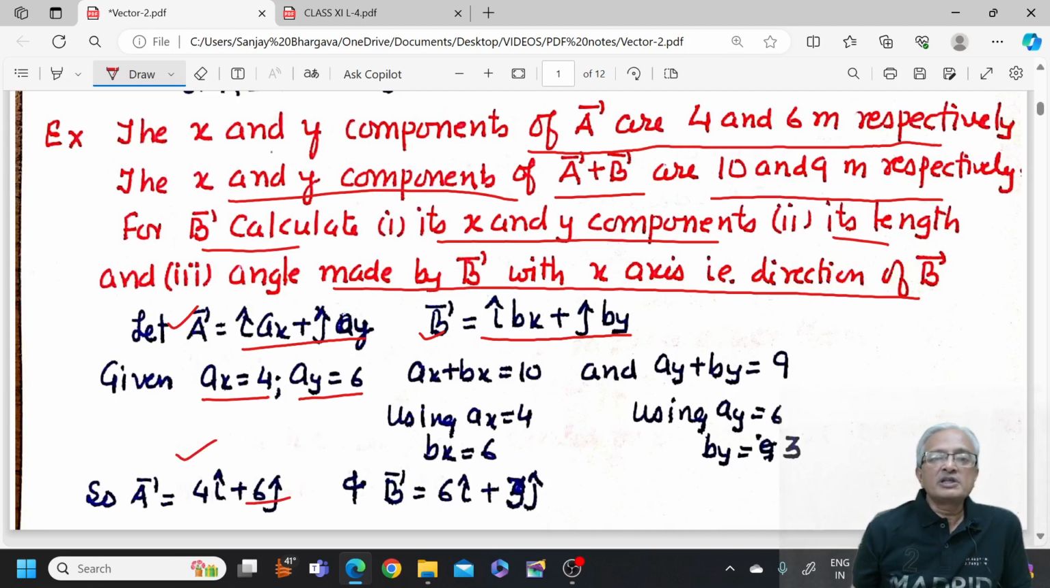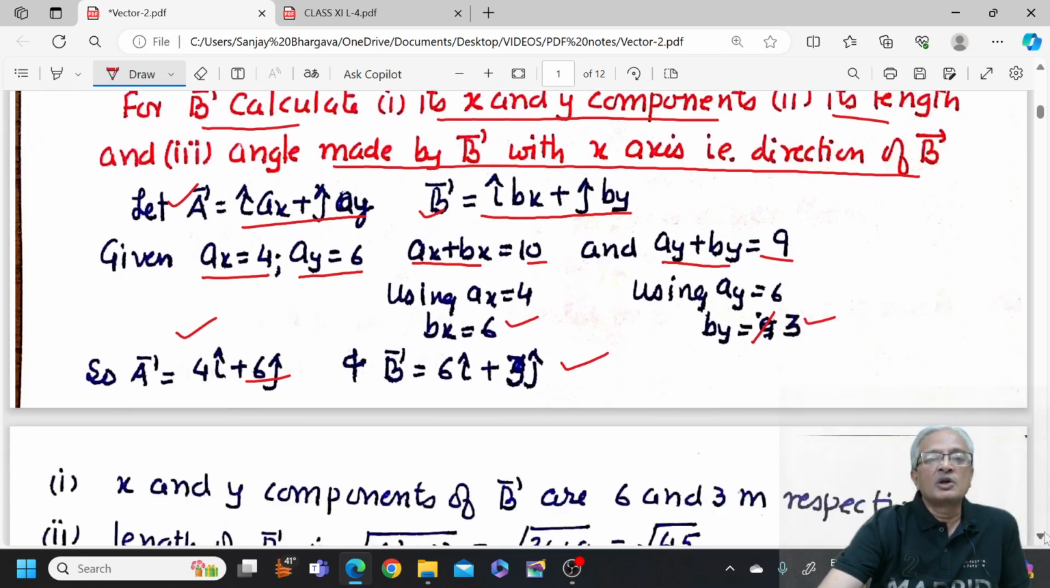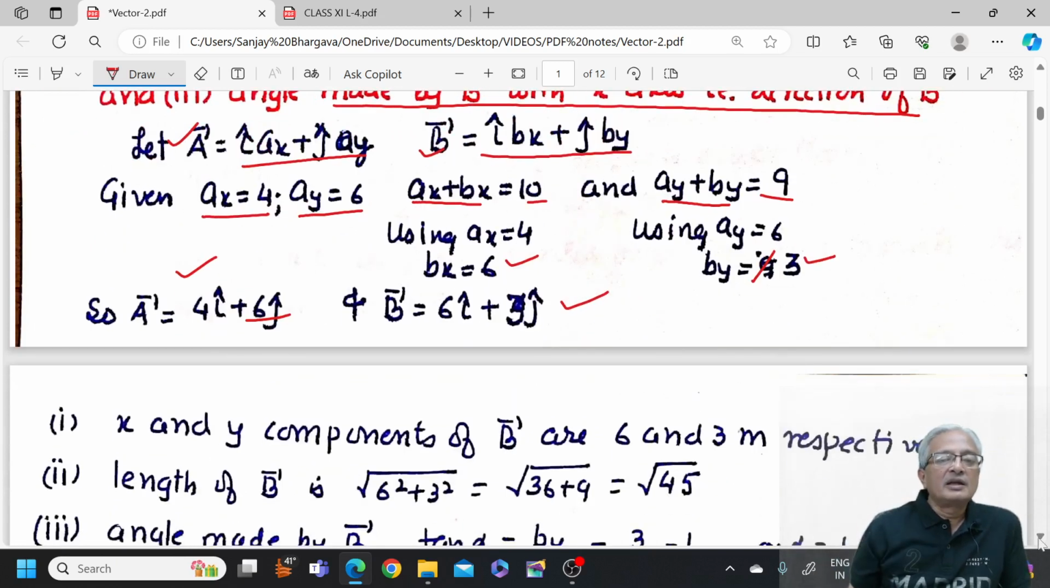According to the question, the x component of A vector plus B vector, that is AX plus BX, is 10, and the y component, AY plus BY, is equal to 9. Substitute the values of AX and AY to obtain BX and BY. BX comes out to be 6 and BY comes out to be 3. So B vector is 6i cap plus 3j cap. So we have the first answer: the x component of B vector is 6 and the y component is 3. Now how do we calculate the length? Length is calculated as under root of BX square plus BY square, and that is under root 45 meter.